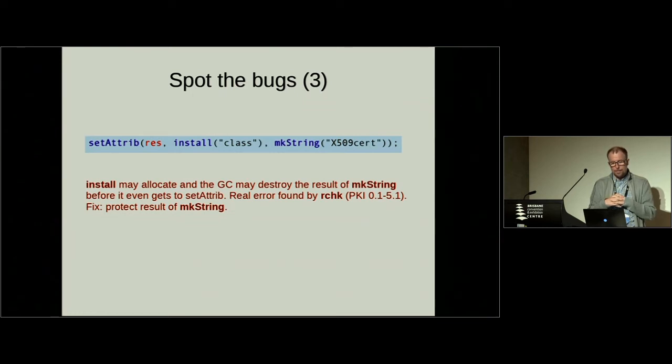Well, install is more complicated. It's not important. It would be a bug even if it wasn't. But install may allocate as well. It creates a symbol, puts it into the symbol table. If it's already there, well, it just takes it from the symbol table. The garbage collector knows about the symbol table. So the result of install class will always be implicitly protected. But the function may allocate.